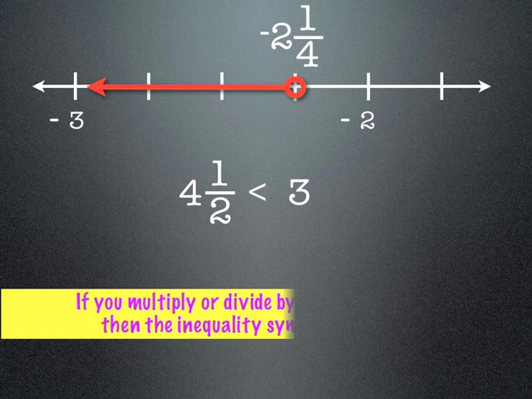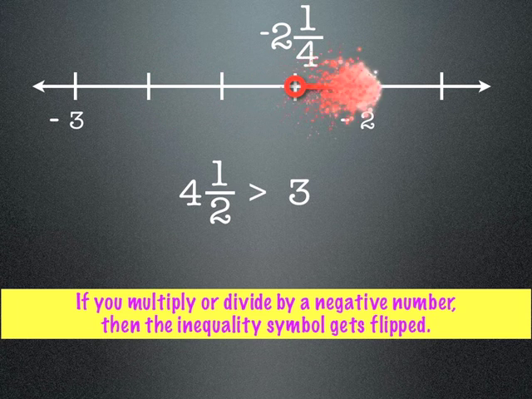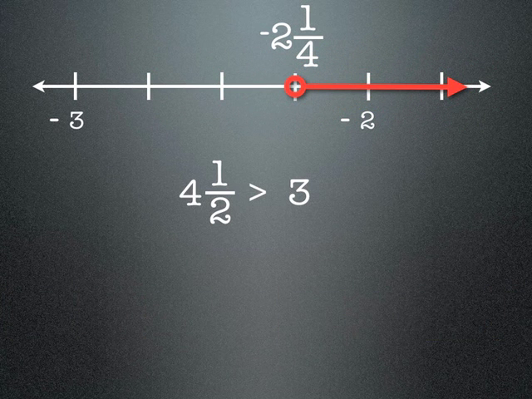Wait a minute, that's not right. Because if you multiply or divide by a negative number, then the inequality symbol gets flipped. So in order to make this accurate, we actually have to flip the inequality sign when we multiply by a negative.